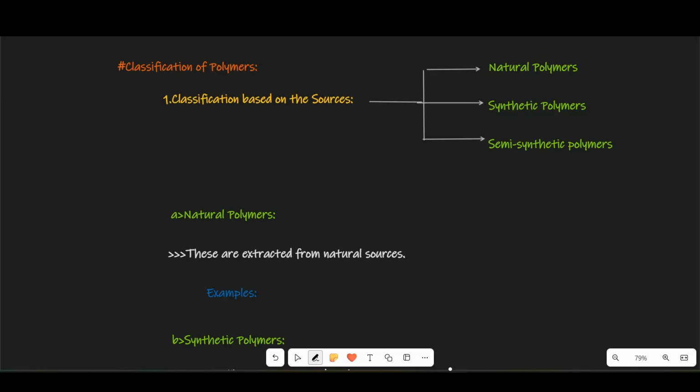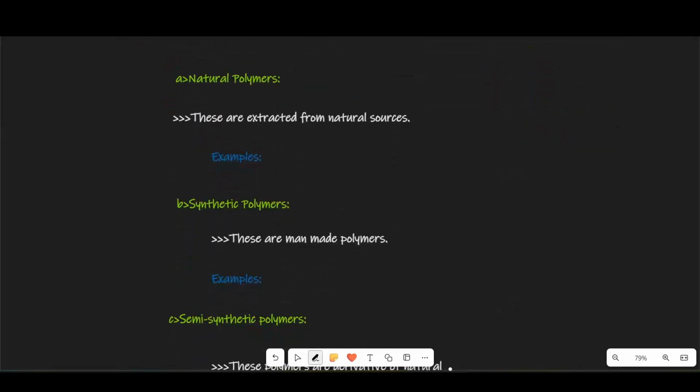As we know, the first classification is based on sources. These are divided into three types: one is natural polymer, another one is synthetic, and the third one is semi-synthetic. This we have already learned in that video. Let's see now about natural polymers.